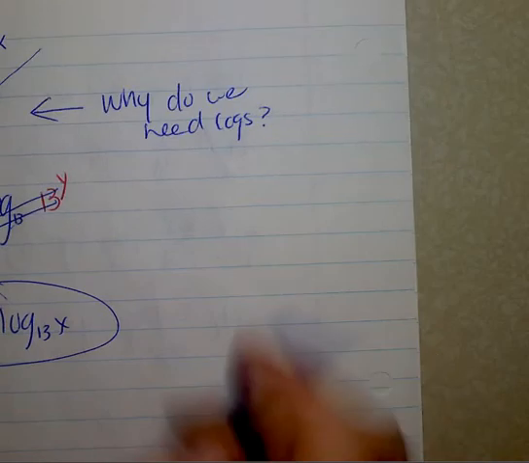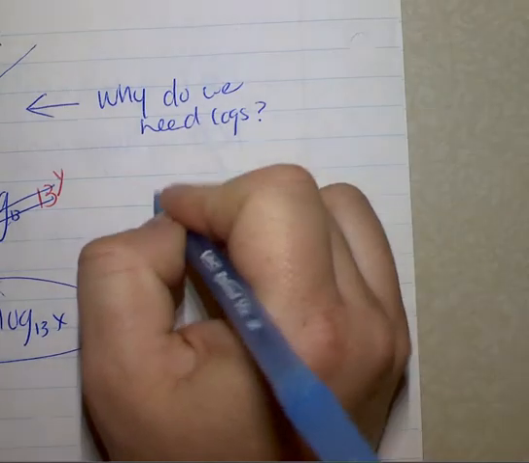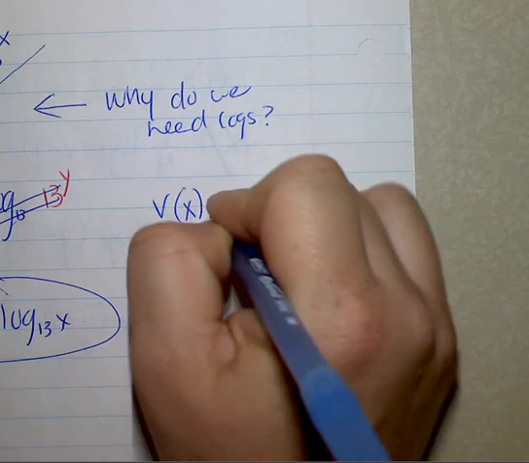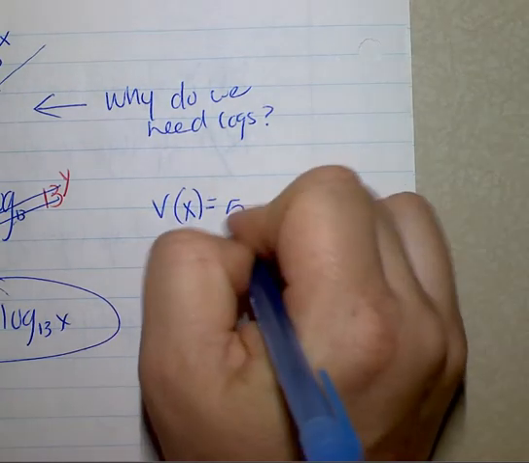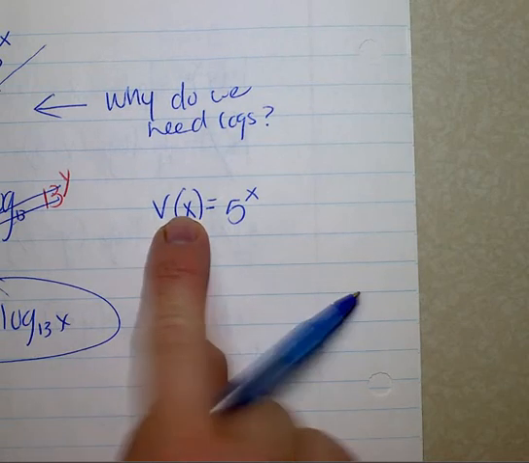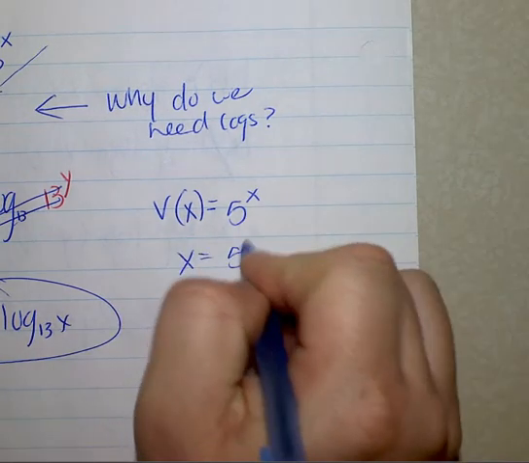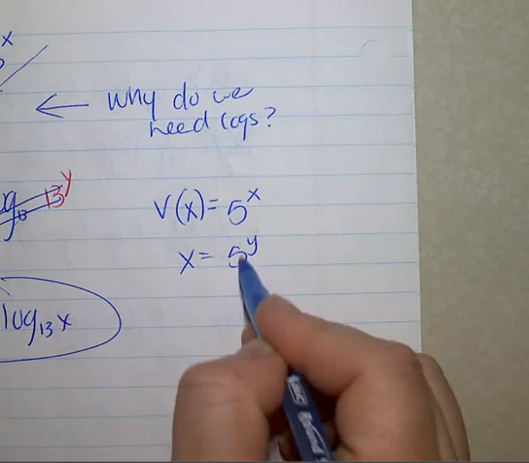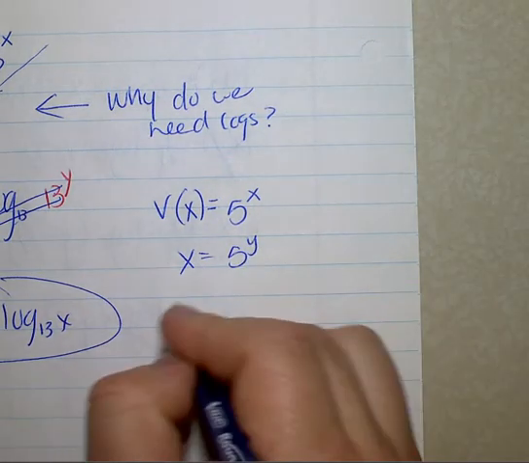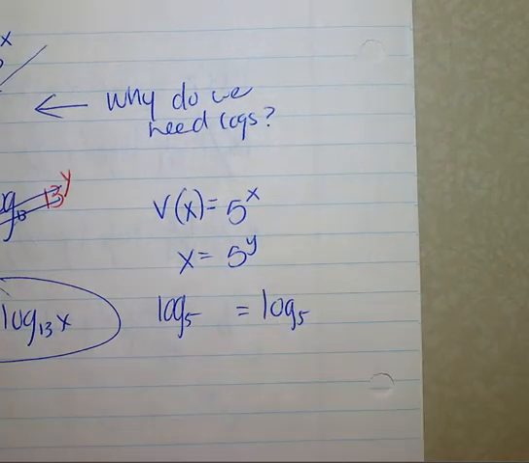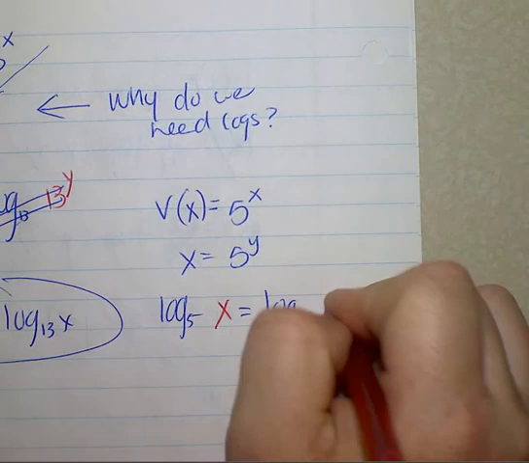Okay, next one. Let's do v of x. So v of x equals 5 raised to the x power. First, remember this is really a y, so I'm going to switch the x and y. Now I want to get rid of the 5 so that the y comes down. So I'm going to do log base 5 on both sides. And then I'm going to bring down exactly what was there, an x and a 5 to the y.